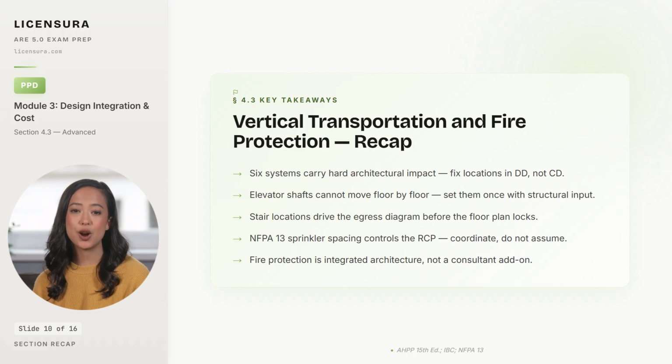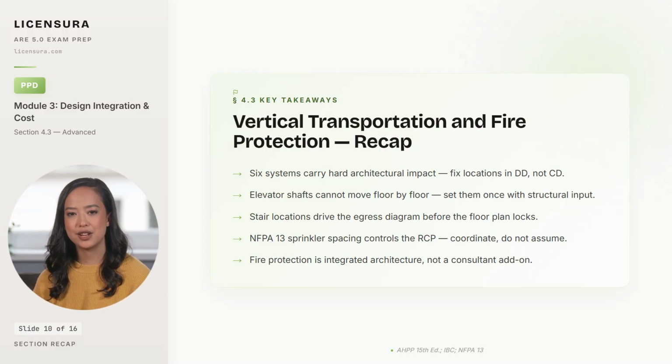The shaft is the one architectural element that has to align vertically from pit to overhead, and the architect sets it once with structural input rather than 3 times. Stair locations drive the egress diagram before the floor plan locks, because travel distance limits and the 2-stair separation rule constrain where the floor plan can put corridors.